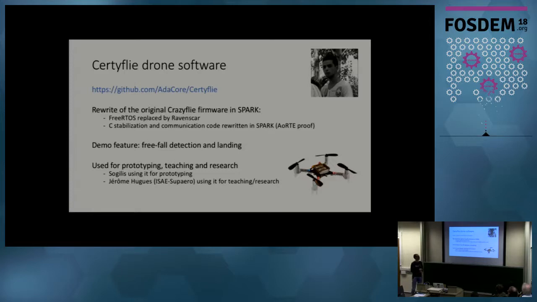Certify is a software for this drone, for this small Crazyflie drone that you can buy, an open source platform. And Certify is the software that runs on top of it to do the stabilization. It was coded by my colleague Anthony Leonardo. And he replaced FreeRTOS on this by Ravenscar, a profile of Ada in the runtime, and the stabilization and communication code by Spark, and did absence of runtime error proof. So there's a cool demo feature where you can let it fall and it lands slowly. At least we can do it in small rooms like that.